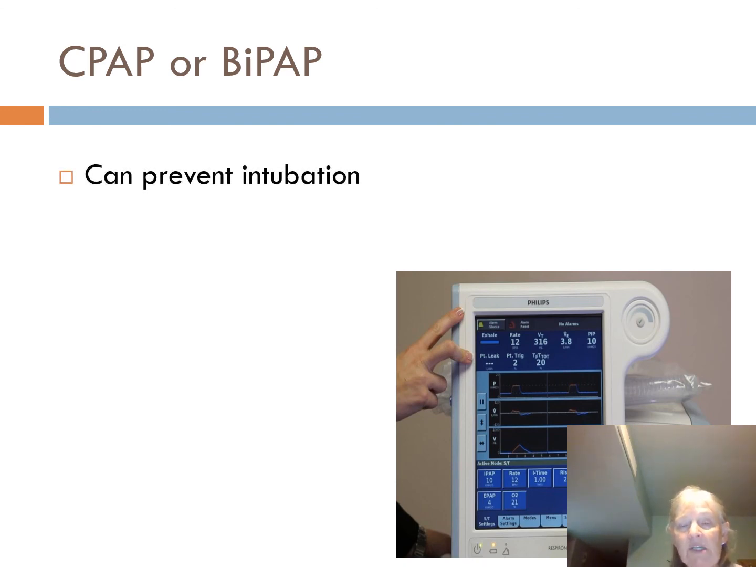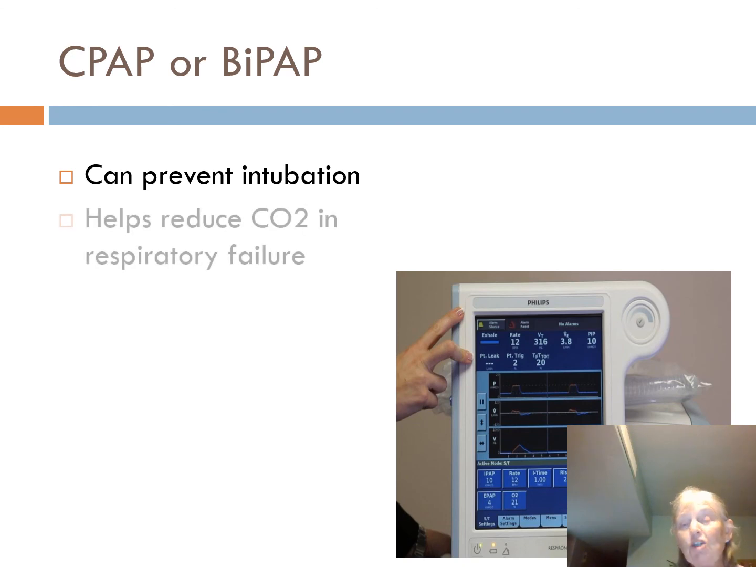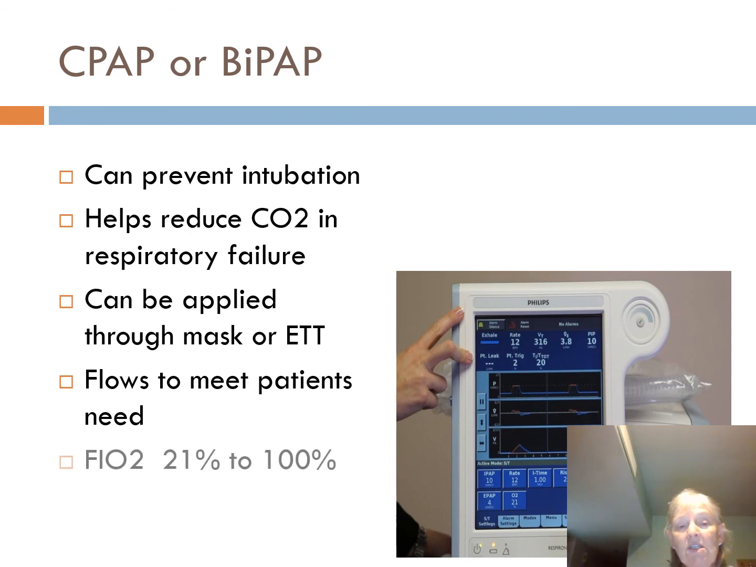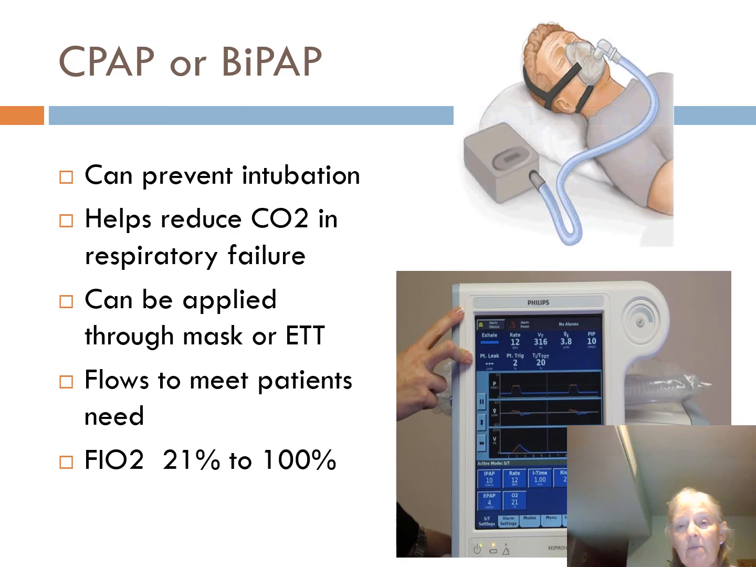It is a high flow system. It can help to prevent intubation. The high flow nasal cannulas also help prevent intubations. They're sort of giving the CPAP BiPAP devices a run for their money right now. It does help reduce CO2 and respiratory failure. And we can do it through a mask or an ET tube or nasal pillows. We can set the flow to meet the patient's need, and again, the oxygen anywhere from 21 to 100%.